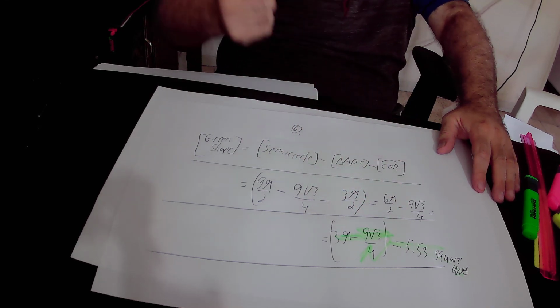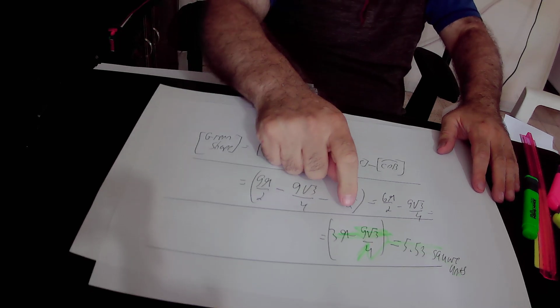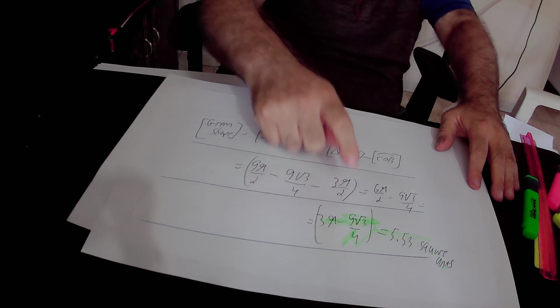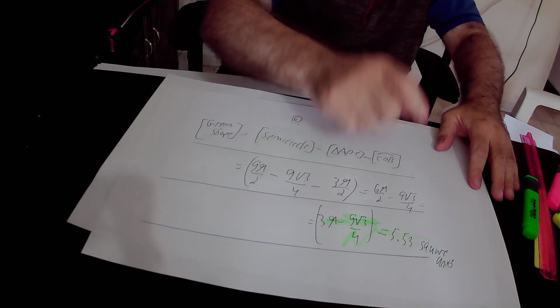So in conclusion we found that the area of the green shape according to the second method equals either 3π minus 9 times square root of 3 over 4 square units, or in terms of numbers it is equal to 5.53 square units.